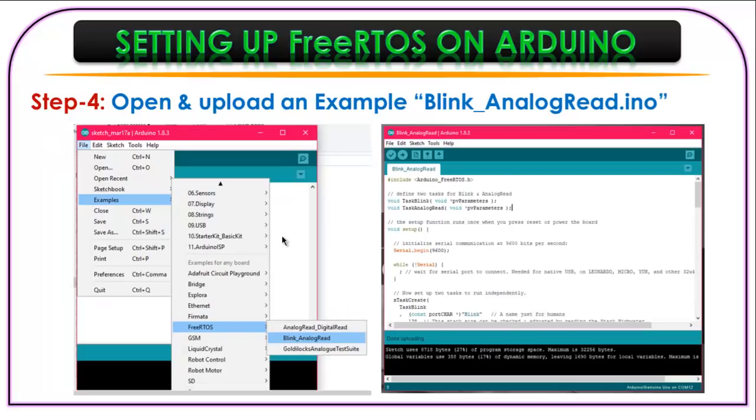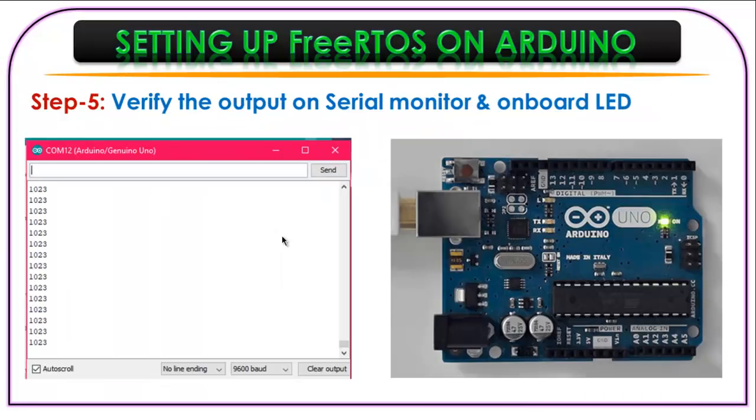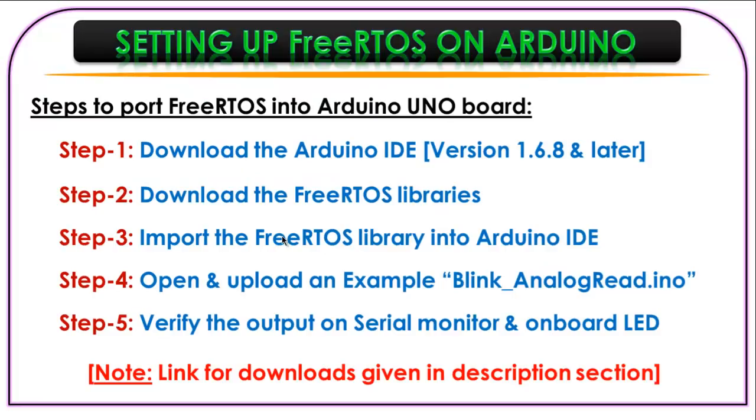Step 4 would be, open up the given example and upload this example called blink_analog_read.ino to your Arduino board. Step 5, verify your output on the serial monitor and onboard LEDs. A very important piece of information, download links for all these downloads are given in the description section.